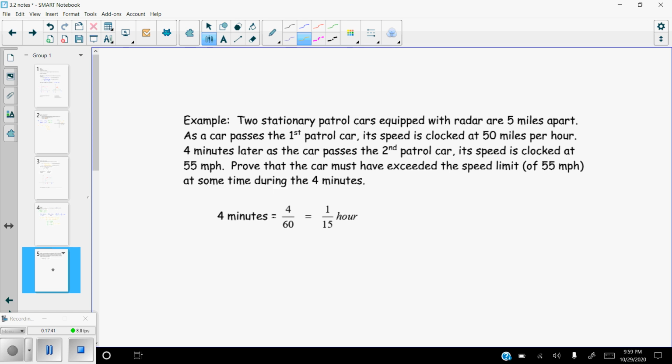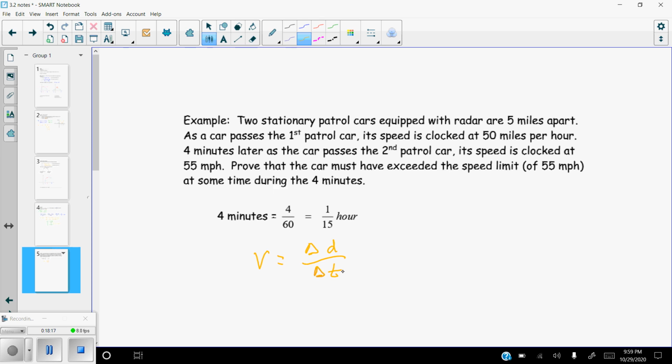Now remember that because we're doing this in miles per hour, we have to change the minutes into hours. So 4 minutes is the same as 4 minutes out of 60, which is the same as 1/15 of an hour. So that helps. What we know is that velocity is the change of distance over the change of time. Well, we can figure out how far we went and how long it took us to get there. The two cars were parked 5 miles apart, so that really tells you what your change in distance was.